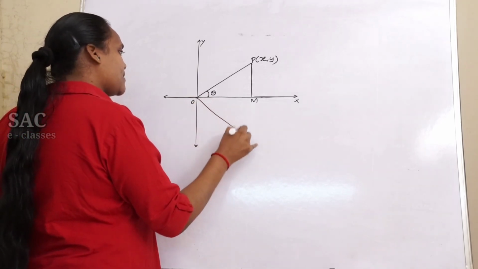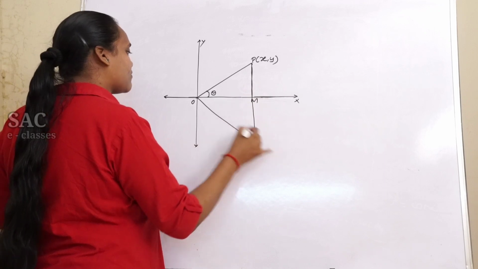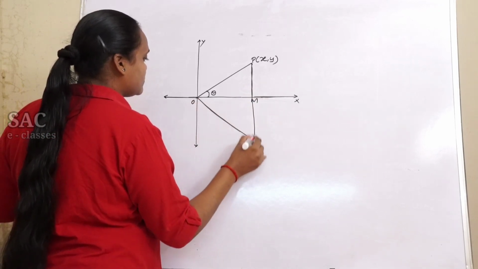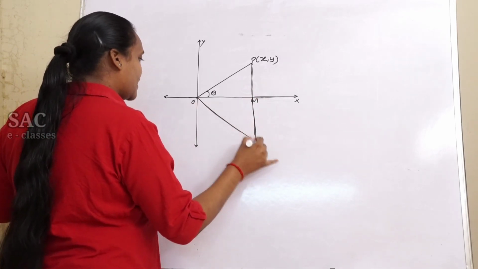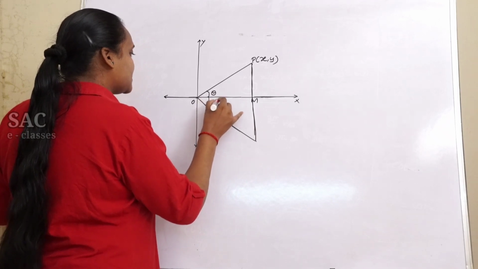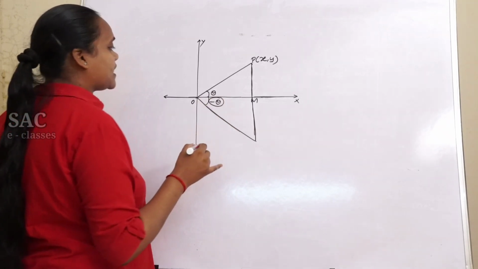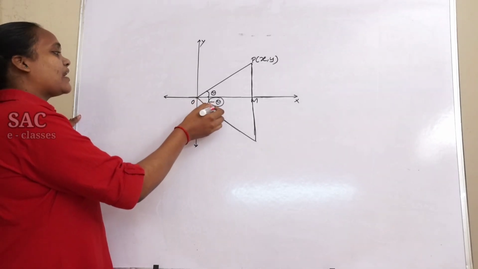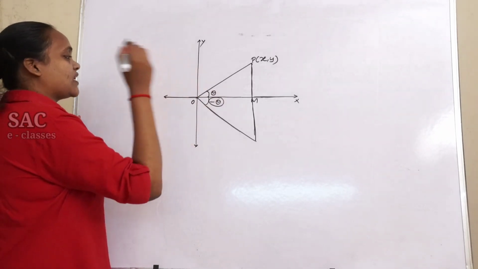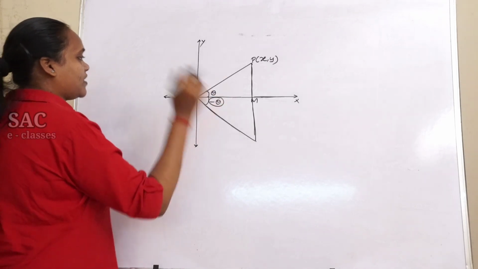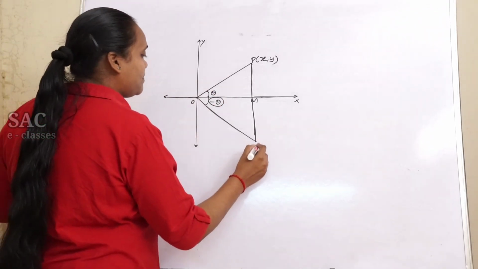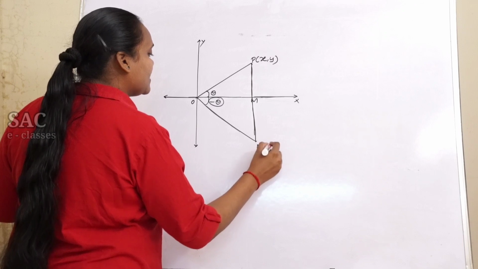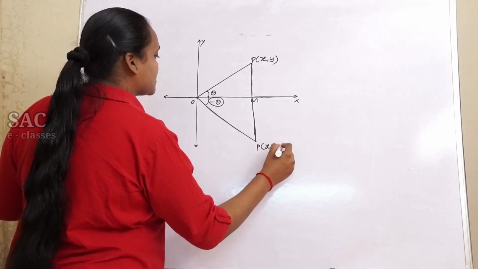By taking the same measurement in a clockwise direction, you get minus theta. Minus theta means we have measured this in a clockwise direction, whereas this one is counterclockwise. So, positive direction or negative direction. So it will be P dash. Definitely it is x comma minus y.